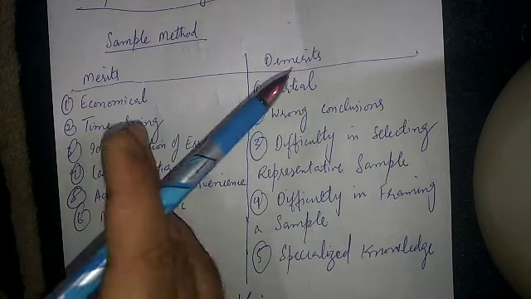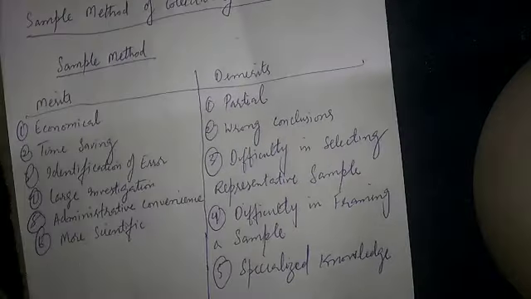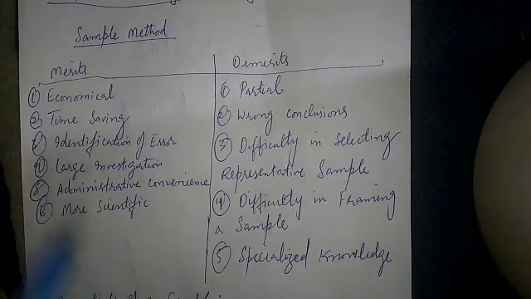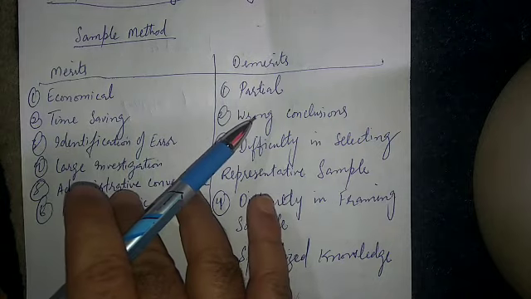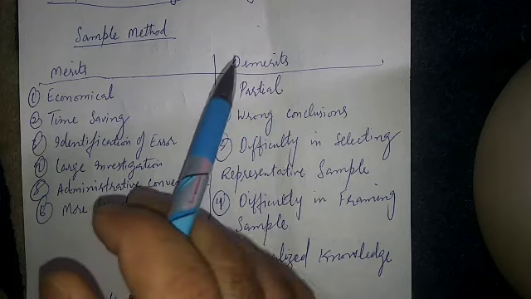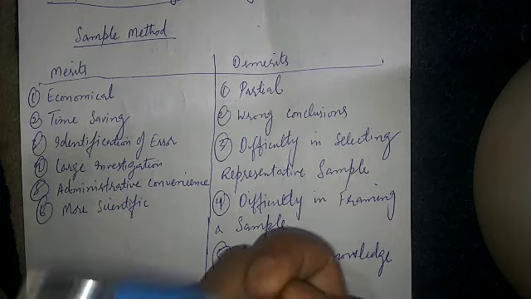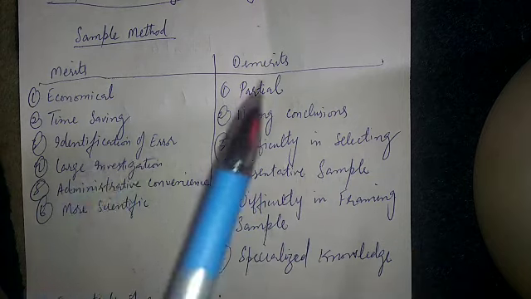Now we will study its demerits. Number one is partial. It is only a partial investigation of the universe. The investigator's bias in the selection of the sample is not ruled out. Accordingly, the result may be biased as well.